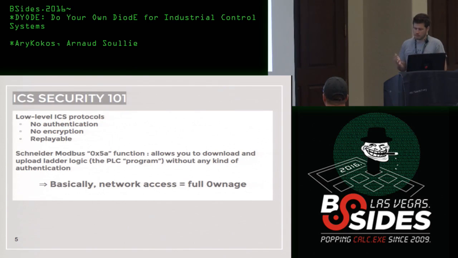For some PLCs, it's worse than for others. For example, on Schneider PLCs, there is an undocumented function they use in the Modbus protocol, the function called 90. And that's what you use to program the PLC. And since it relies on Modbus, which is unauthenticated, that means that if you can reach the PLC from a network point of view, then you are able to download the program that's running, modify it, and then re-upload it.